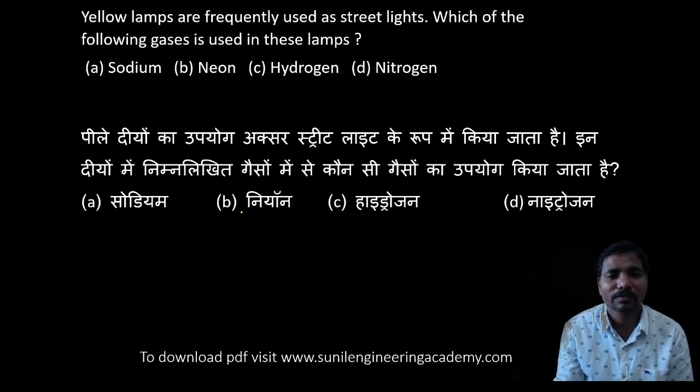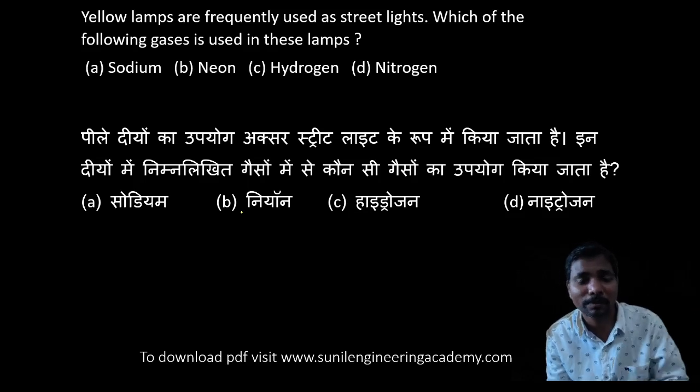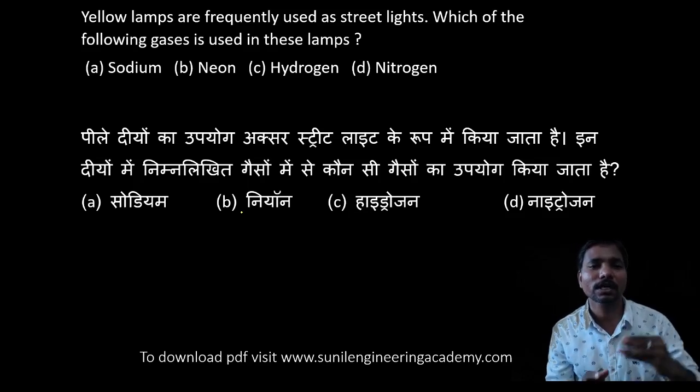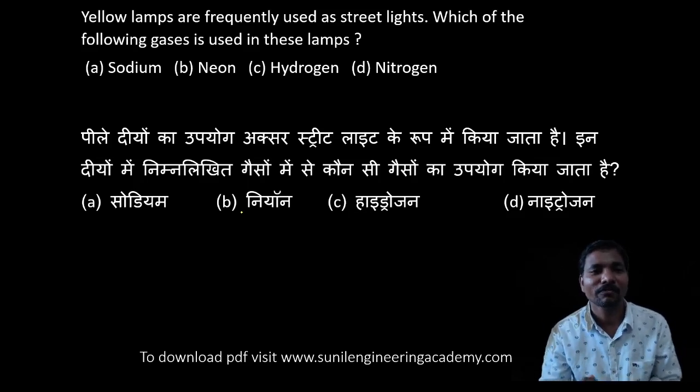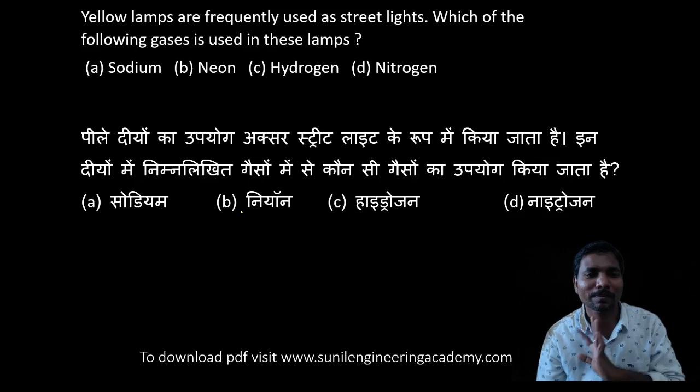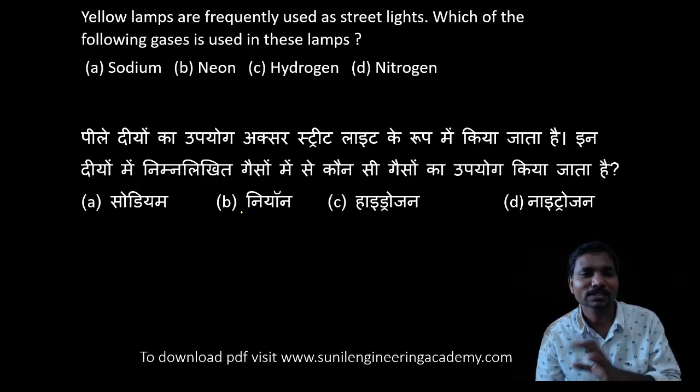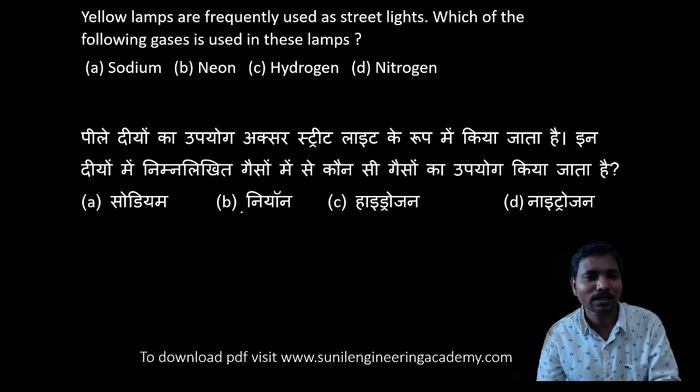Yellow lamps are frequently used as street lights. Which of the following gases is used in these lamps? This is not an important question, because nowadays we are not using yellow lamps as street lights. Which lights are we using? If you know, give it in the comment section. I am expecting an answer from all the students. What is the question? Nowadays, which type of lamps are used as street lights?